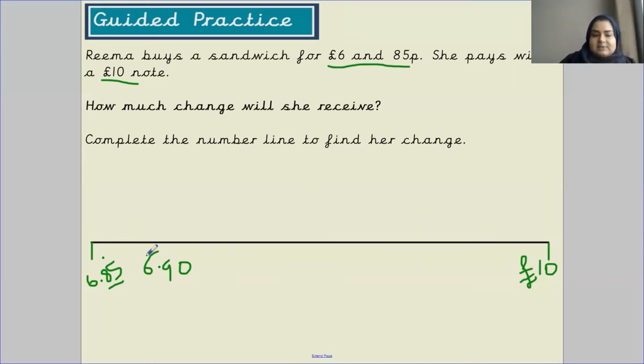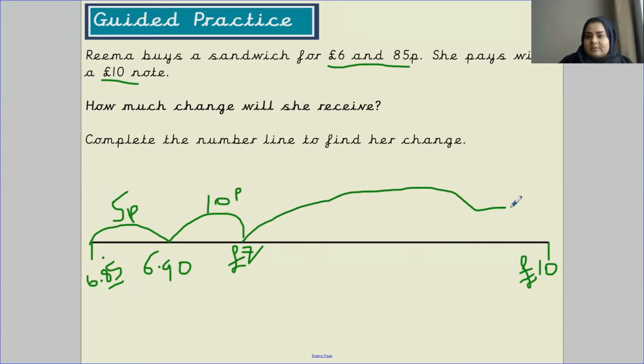So I know to get to £6.90, I need 5p because I'm on 85p, okay? So I've used 5p. Now I'm going to go to my next full pound. For me to go to my next full pound, which is £7, because after 6 comes 7, I need 10p because 90 add 10 gives me a whole number, so I need 10p. Now I need to get from 7 to £10. So from 7 to £10, that is £3. 7, 8, 9, 10.